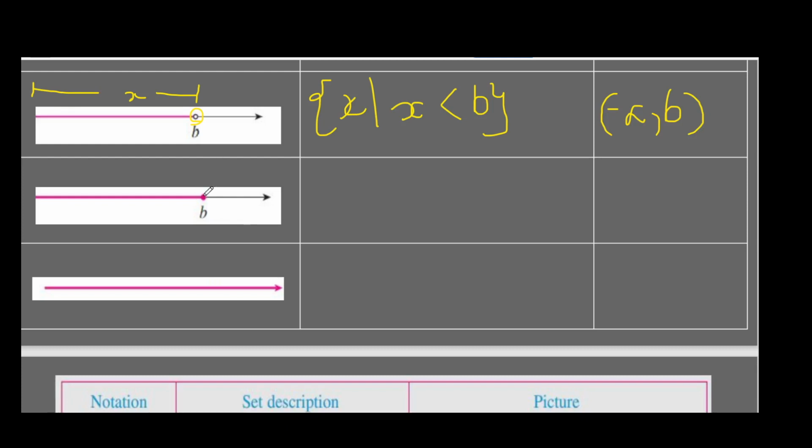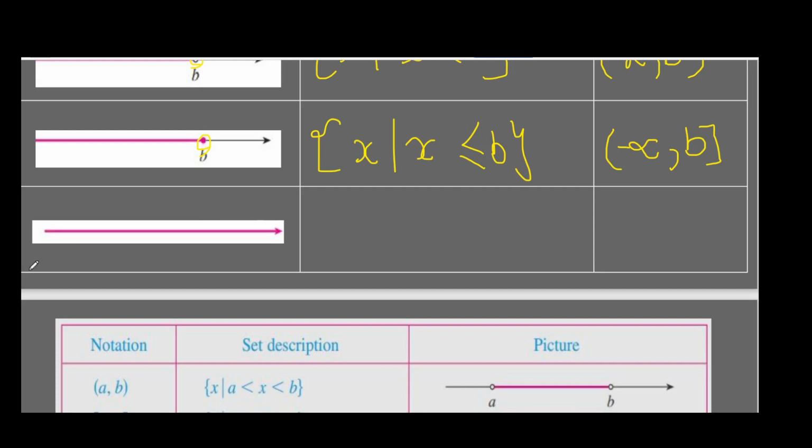And the next one, the difference is that it's shaded. So you just need to put equal sign here, which means that the value of b is included. So x is less than or equal to b. How can you write this as a notation? It starts with all the numbers less than b and until b. Also b is included, so we have to use square bracket. Here is round bracket.